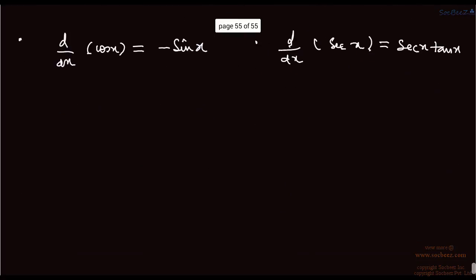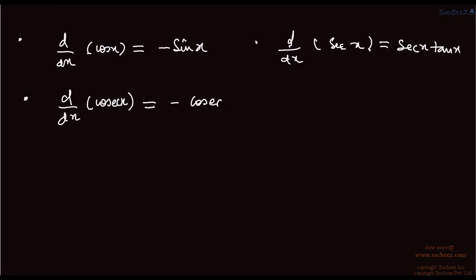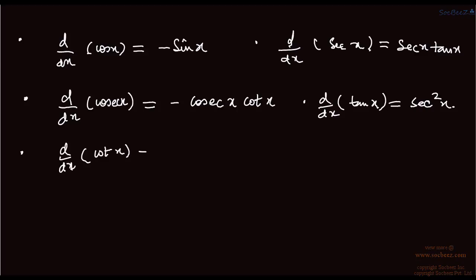Now, next important formula, cosec x. This can be written as 1 by sin x, and hence you can calculate this, but for simplicity, I'm just writing this one, minus cosec x cot x. Similarly, you have d by dx of tan x, which is sin by cos. You can just write that as sec square x. Then d by dx of the last trigonometric function, cot x, is equal to minus cosec square x.